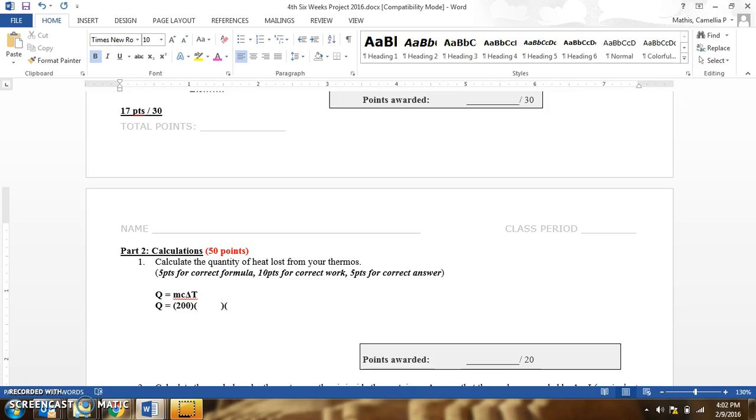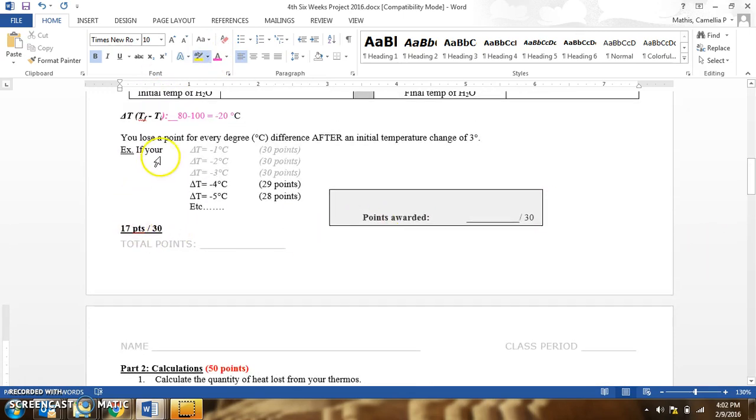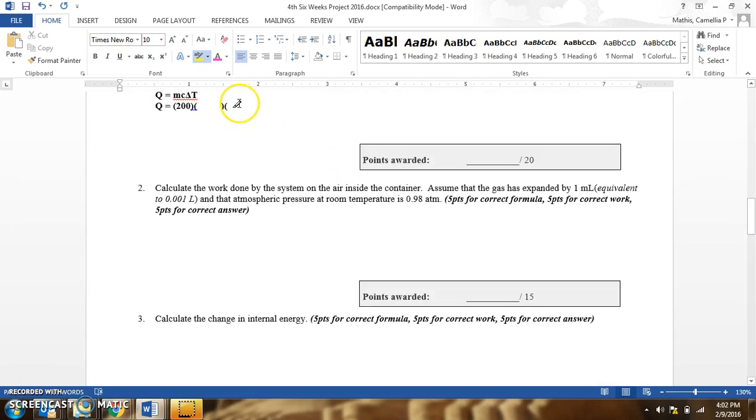And then we're going to do our delta T, which we already found out from part 1 was this particular example. For this student, I said that they had a delta T of negative 20 degrees Celsius. All right, so I'll go ahead and type in right here, negative 20. Of course, for your particular experiment, you'll type in whatever your real delta T was, and we'll multiply.